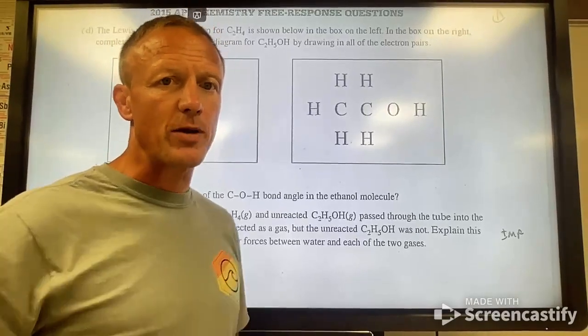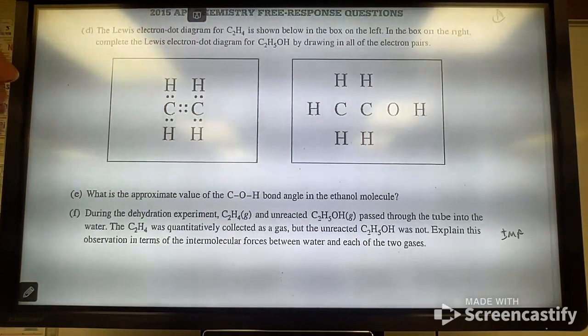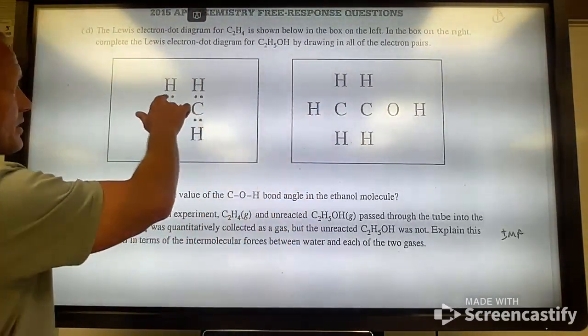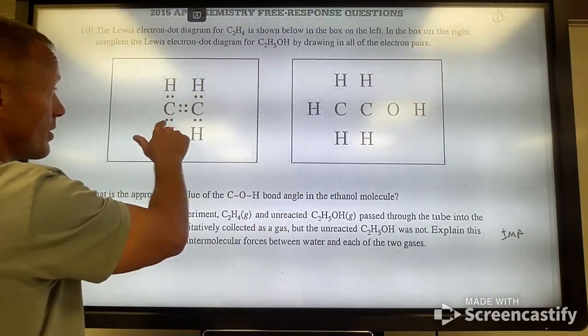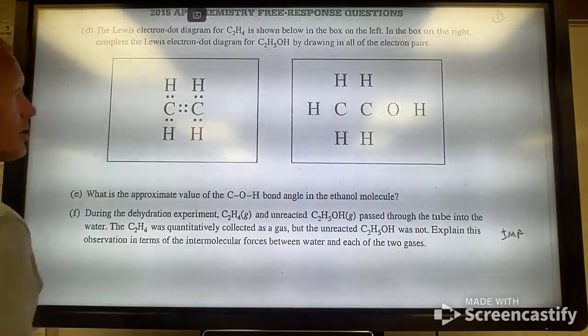There's a few more free response questions. There's 2015 free response questions having to do with some molecular forces. The first one they want you to do is draw this over here. By the way, when you see the two dots there, that's just a bond. So you have bond, bond, double bond, bond, bond. Those are just bonds in there. You can draw bonds rather than individual dots.